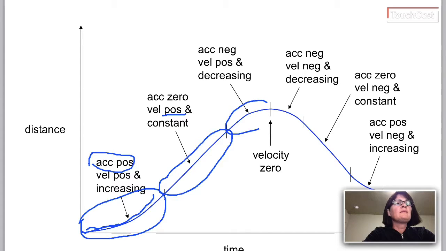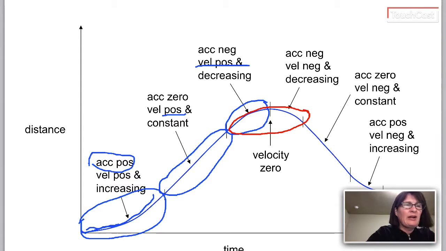In this section, distance is increasing, so velocity is positive. We already said that. But it's not getting more steeply positive. In fact, it kind of feels like it's about to flatten out. So the velocity here is decreasing, which means the acceleration will be negative. I'll just point out here, we're going to spend a lot of time on this in chapter 4. But acceleration is negative for that whole section of the graph that I just circled.